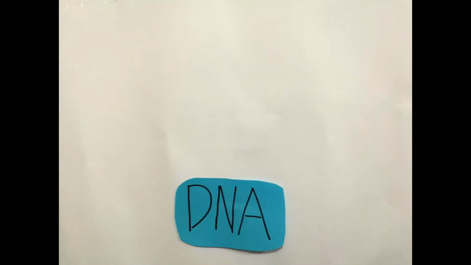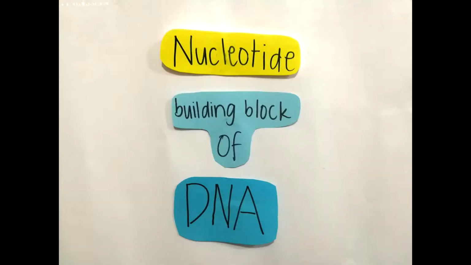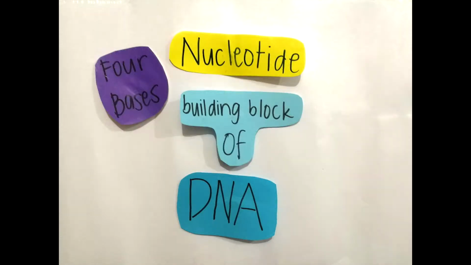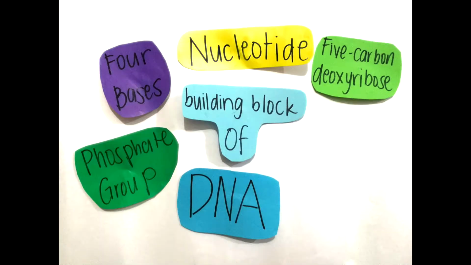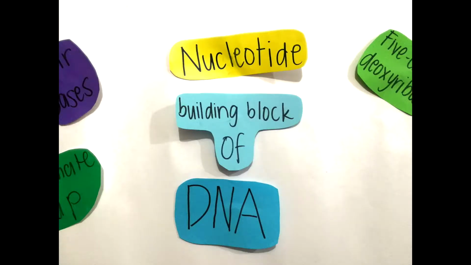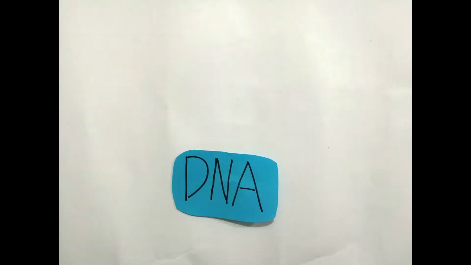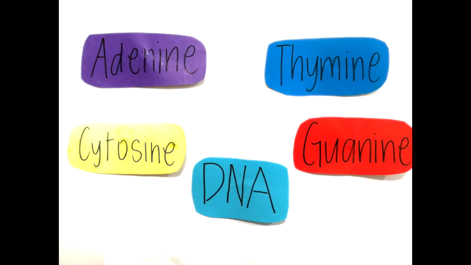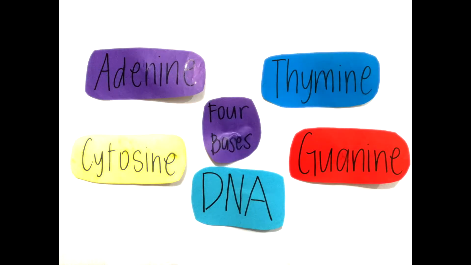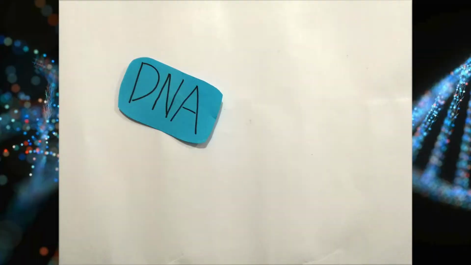Now let me introduce to you the nucleotide, which is the building block of DNA, and it contains the following parts: the 4 bases, the 5 carbon deoxyribose, and the phosphate group. The bases are adenine partnered with thymine and cytosine partnered with guanine. These are the 4 bases that are linked together by a hydrogen bond to form DNA.